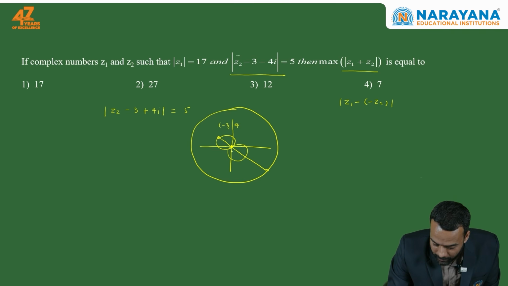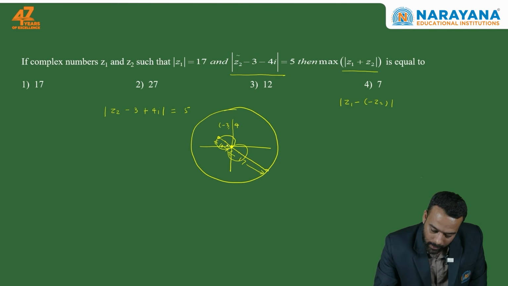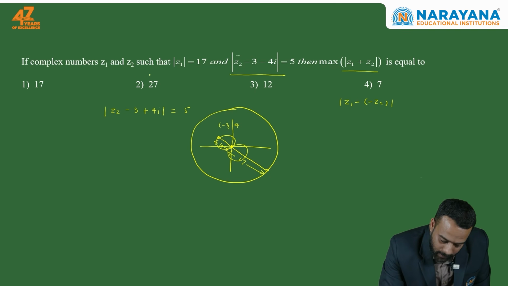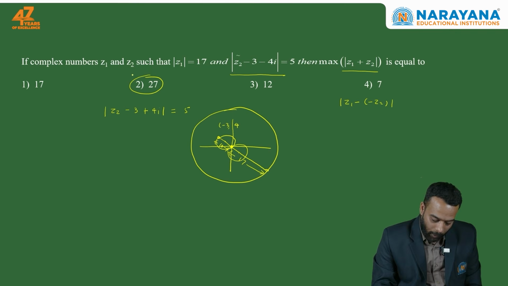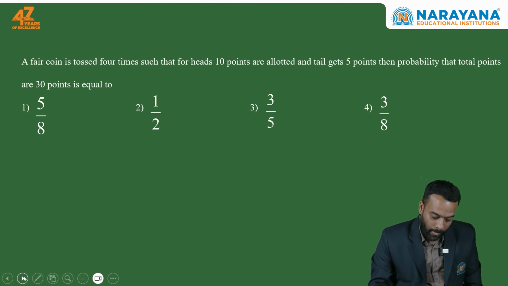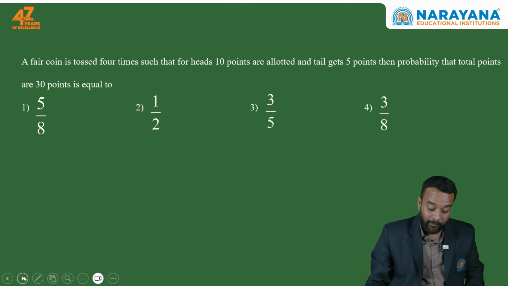Now we can very well see that this line segment has length 17, which is the radius of the bigger circle, and this line segment is of length 10, which is the diameter of the smaller circle. So we can see that our maximum value of mod z1 plus z2 will be 27. That's it, guys. Now we'll proceed to the next one. A fair coin is tossed 4 times such that for heads 10 points are allotted and tail gets 5 points.